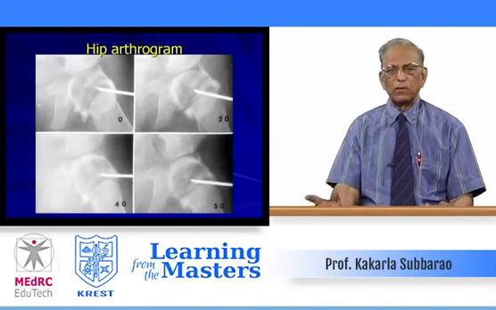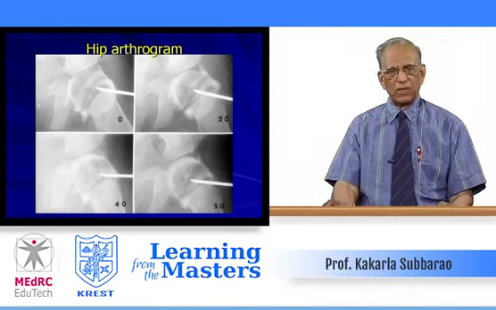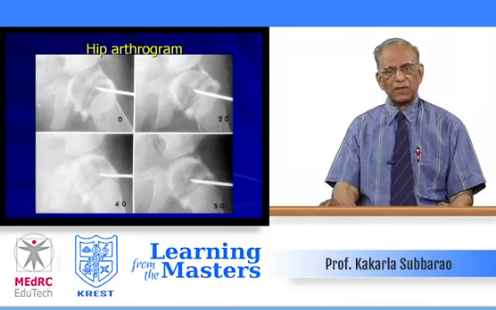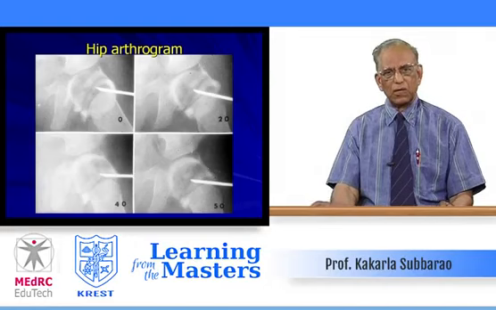And hip arthrogram, particularly in children, where there is suspected congenital dysplasia of the acetabulum and hip with a dislocation, or mild subluxation, you can use hip arthrography to show the arthrogram and the limbus in the capsule.